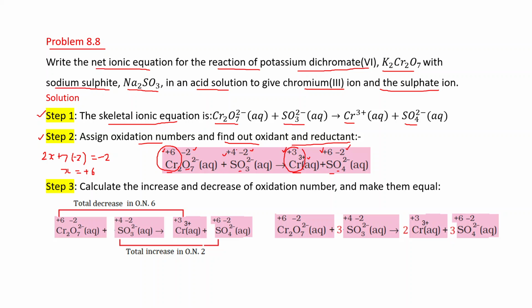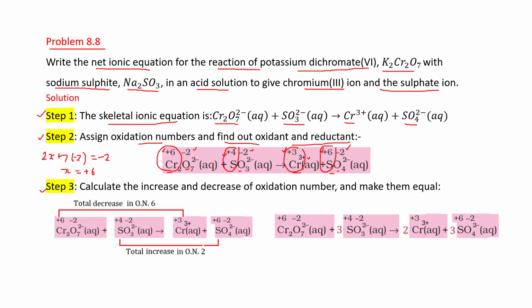Now in sulfur, +4 to +6, an increase in oxidation number. So we can say oxidation is there. And the species which undergoes oxidation is known as the reducing agent or reductant. So we can say SO3 2 minus is the reductant. And there is no change in the oxidation number of oxygen.